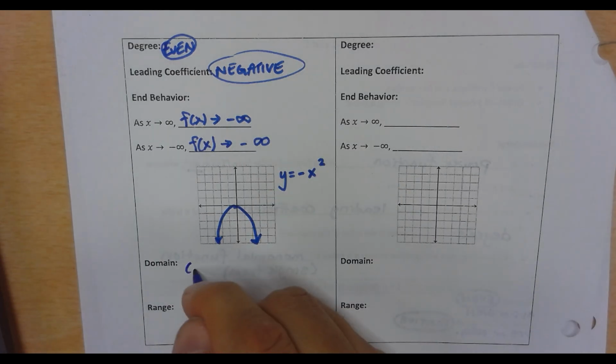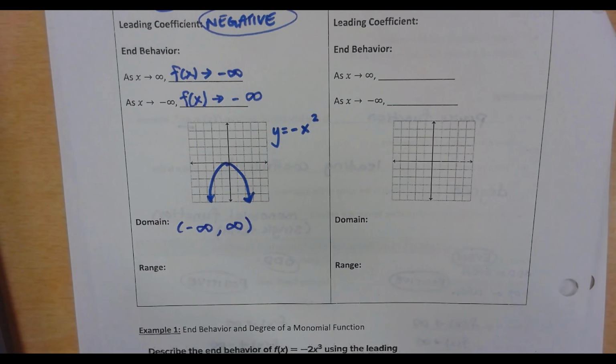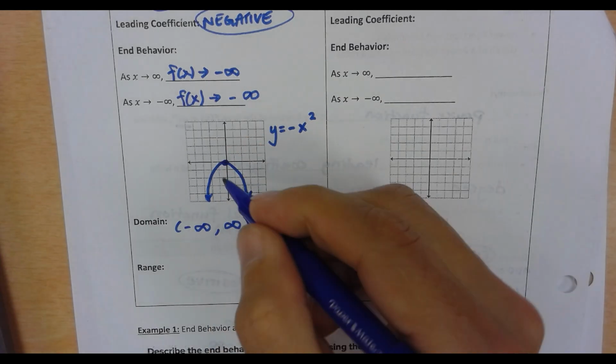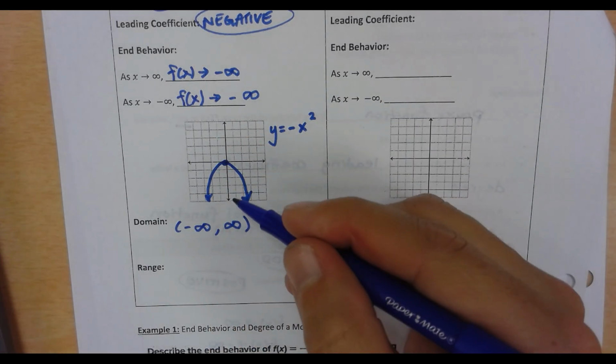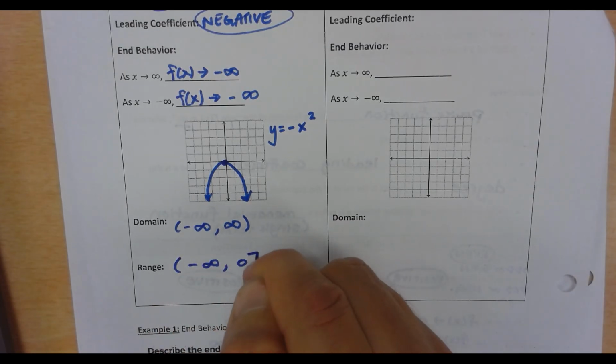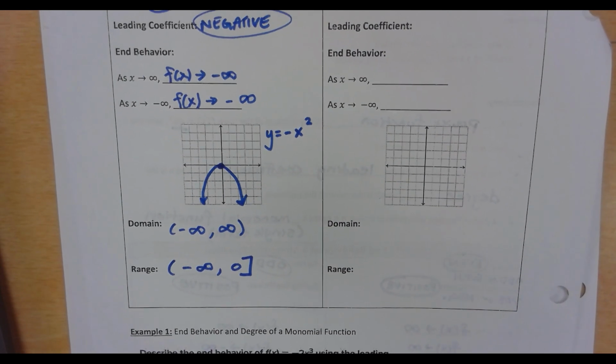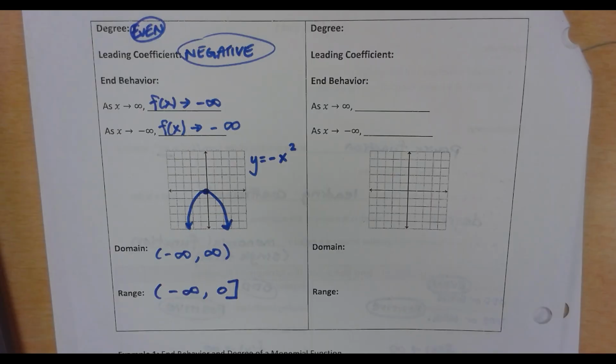Domain is all real numbers, as you could imagine. Forever left, forever right. And the range this time goes from negative infinity to 0, is how we write that in interval notation. I'll skip set builder for the sake of time. All right, there's your even negative.